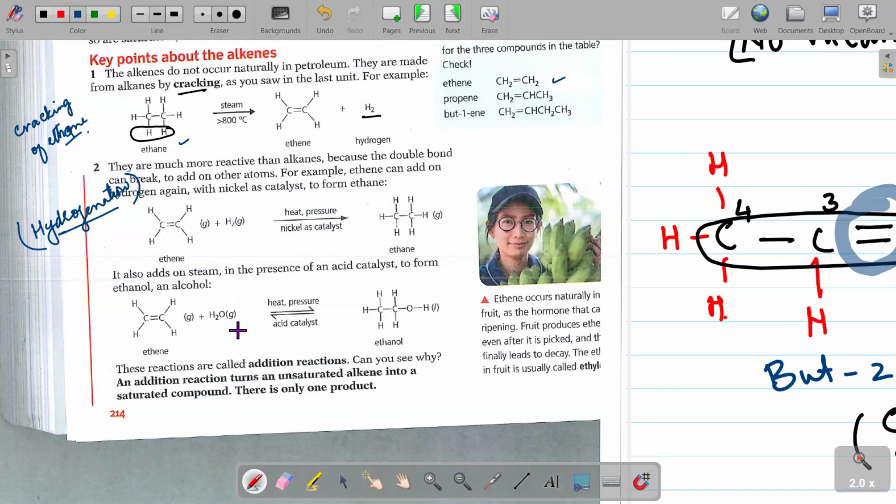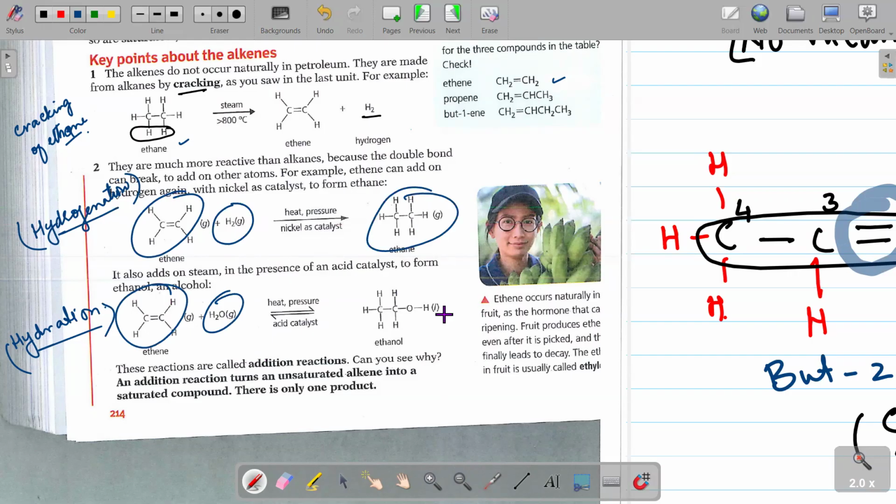Okay, what do we call this type of reaction? The addition of water. That is known as hydration. So when water is added to an alkene, it forms an alcohol. Exactly. The conditions are high temperature, high pressure, and a catalyst, which is phosphoric acid. So all these reactions are addition reactions. Why? Because you can see the two reactants giving us a single product. So that's why they are addition reactions. Is it clear? Yeah.